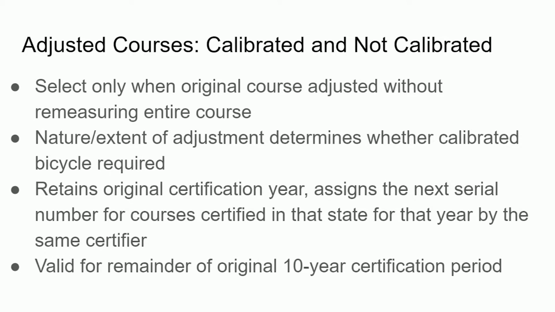These types are used only when a certain segment or segments of the original course has been adjusted without remeasuring the entire course. The nature and extent of the change in the course determines whether or not a calibrated bicycle is required for adjusting the course. In either case, when assigning the certification ID, the system retains the certification year and assigns the next number in the sequence of courses certified by that certifier. The reissued certificate is valid only for the remainder of the original 10-year period of certification.